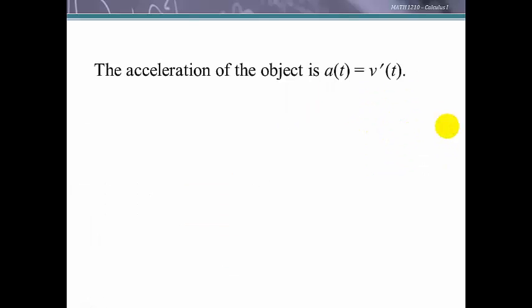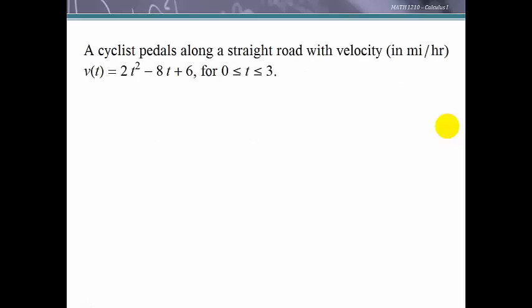The acceleration is the derivative of velocity. So if we had something and we were looking to see how its velocity was changing, if we integrated from t1 to t2, we would have the net change in velocity. Let's look at an example then to see how to apply this. A cyclist pedals along a straight road with velocity in miles per hour given by this quadratic function, and it's valid for t between 0 and 3 hours.